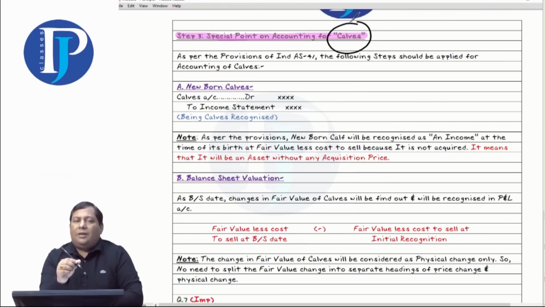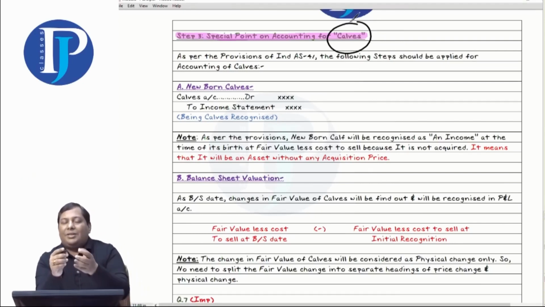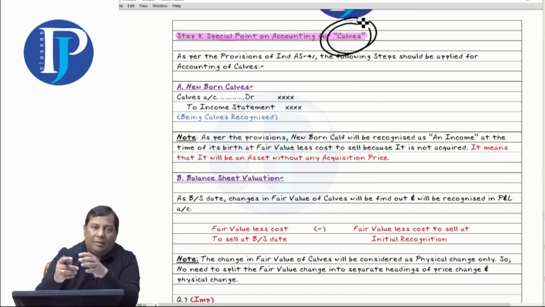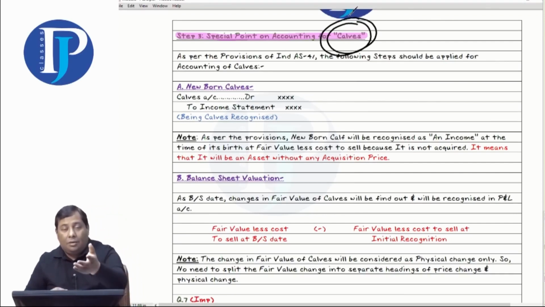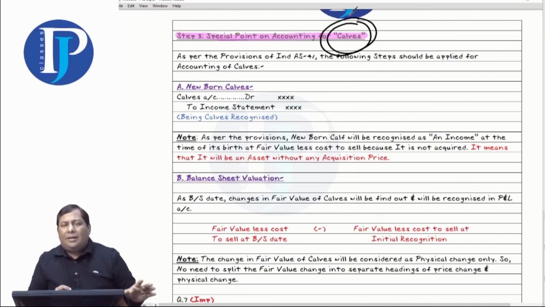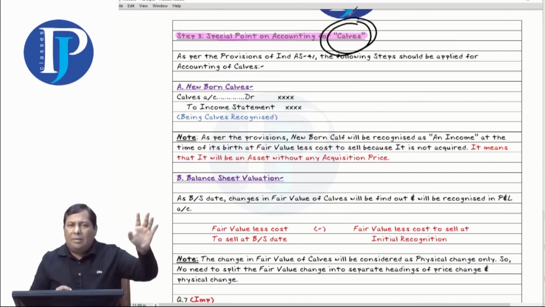So it is said here that when you buy an animal, it costs money. But if an animal gives you its young one, will that cost you? No, sir, breeding costs money. Breeding costs are incurred. As it's your expense, it will go to the P&L.